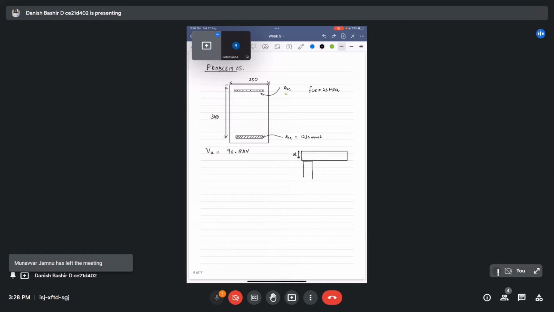At a distance d, where d is the effective depth of our beam section. This beam is subject to the same conditions. So we will be designing the shear stirrups for the critical section, which is at a distance d from the face of the support.